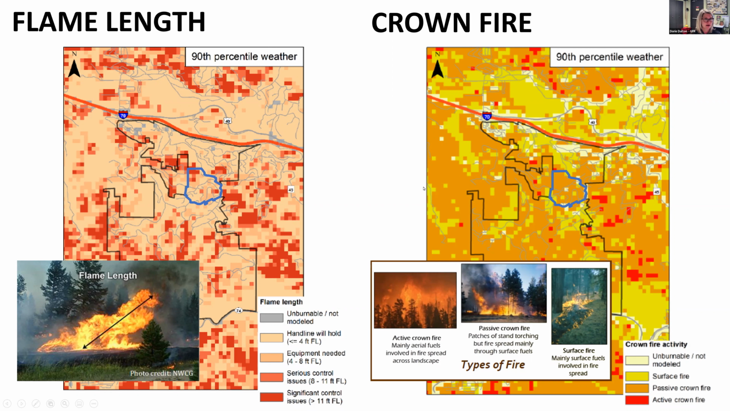Okay. And then we talk about crown fire, and that's on the right side of your screen right here. You're outlined in this blue. The majority of your plan unit you can see is this orange color. So this lets us know that at 90th percentile fire weather conditions, you are most likely to have surface fire and passive crown fire. And this means that the fire is spreading due to surface fuels. And so it's right here.